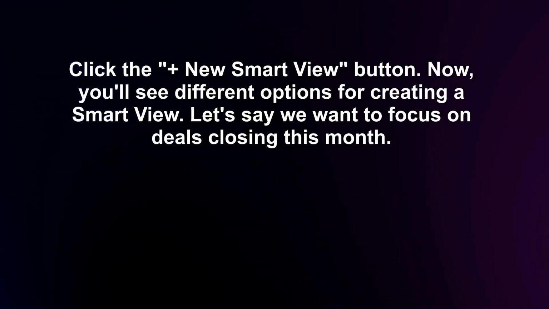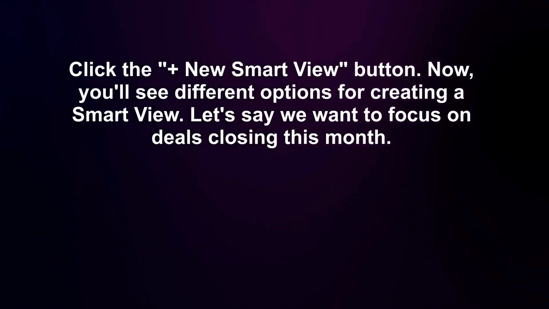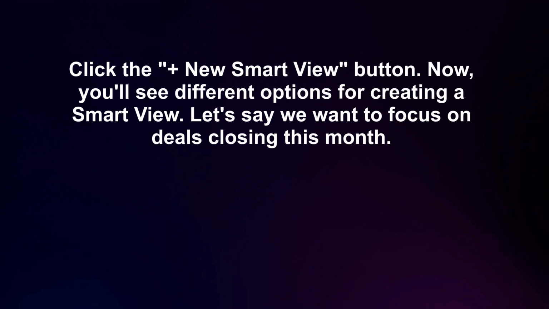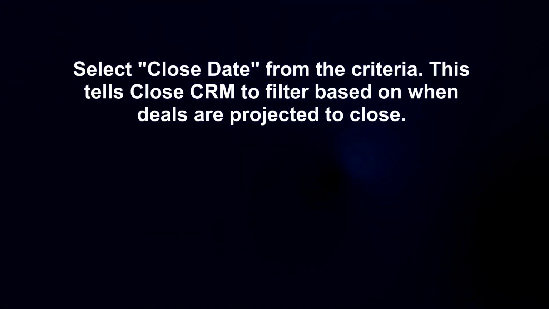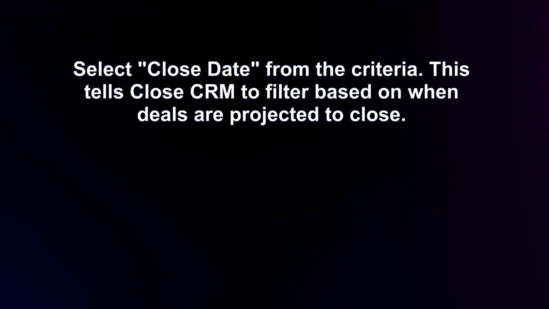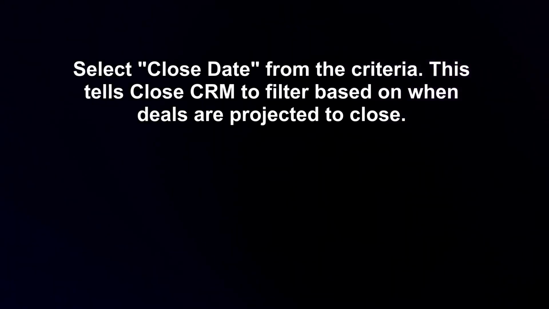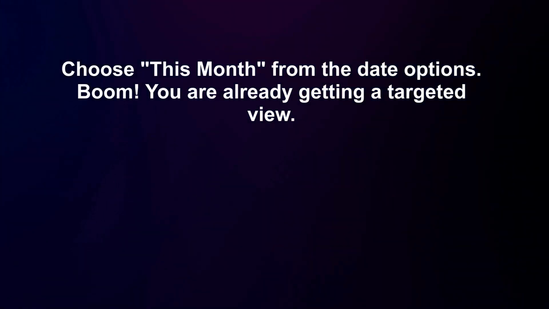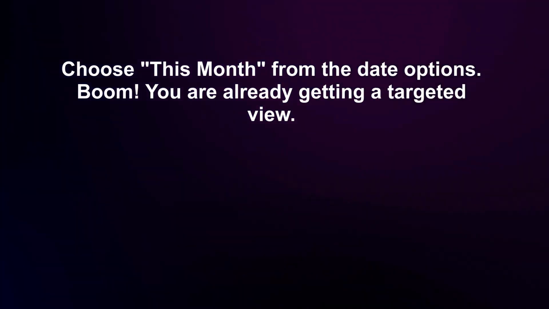Click the plus New Smart View button. Now, you'll see different options for creating a Smart View. Let's say we want to focus on deals closing this month. Select Close Date from the criteria. This tells Close CRM to filter based on when deals are projected to close. Choose this month from the date options. Boom, you are already getting a targeted view.